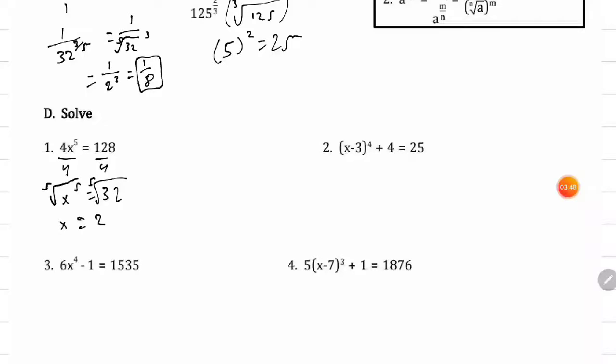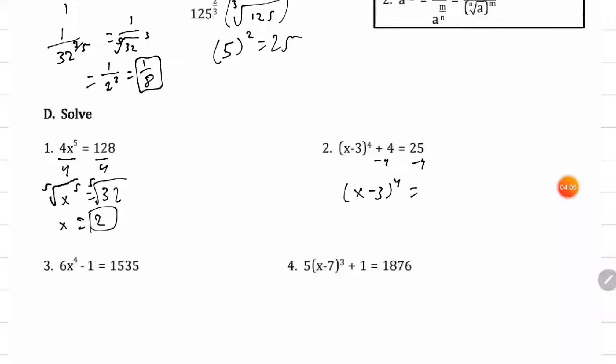Number 2. So we have (x minus 3)^4 plus 4 equals 21. Trying to get x by itself. So I'm going to move 4 over, and get (x minus 3)^4 equals 21. And now I'm going to take the 4th root of both sides, because I can't do anything in the parentheses there.